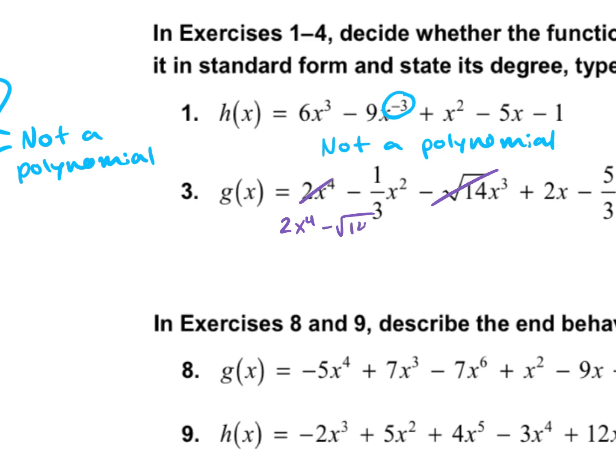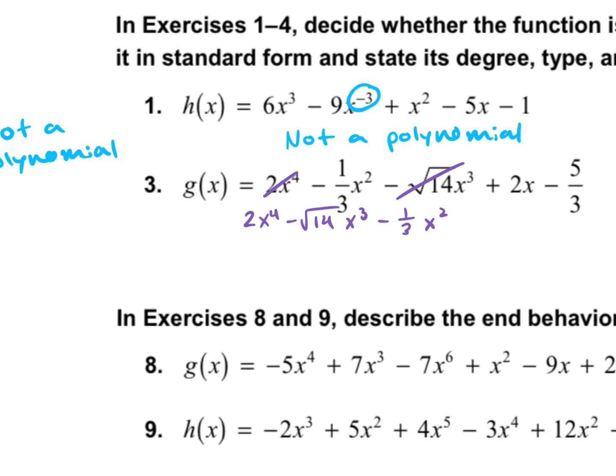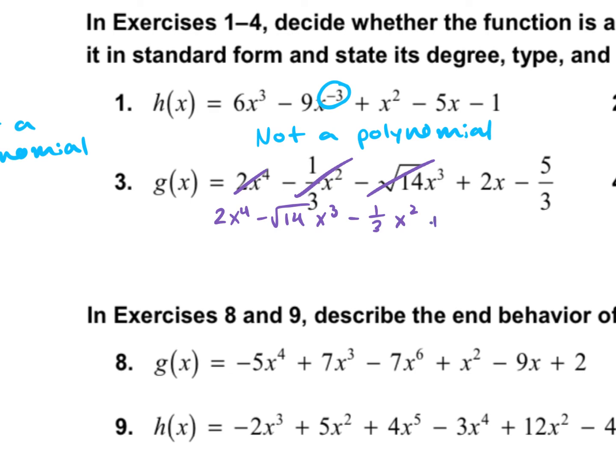Minus square root 14x cubed. And then? Minus 1/3 x squared. And then? So plus 2x minus 5/3. Awesome. So we start with our highest degree and then just go down from there.